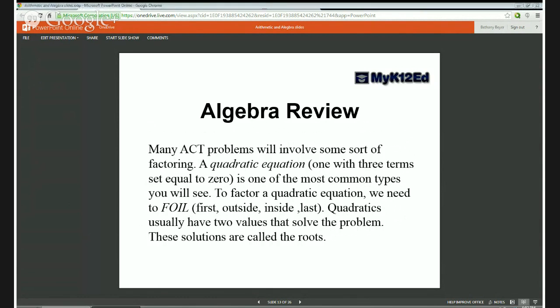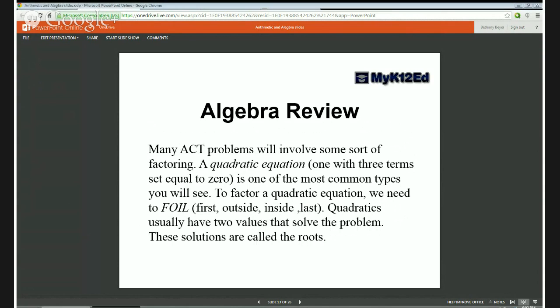Many ACT problems will involve some sort of factoring. Factoring is usually in the form of a quadratic equation, and that's one with 3 terms set equal to 0. You usually see it as x squared plus 2x minus 5 equals 0. I don't know if that's a real solvable quadratic equation. I just pulled that off the top of my head, but that's what the form would be.